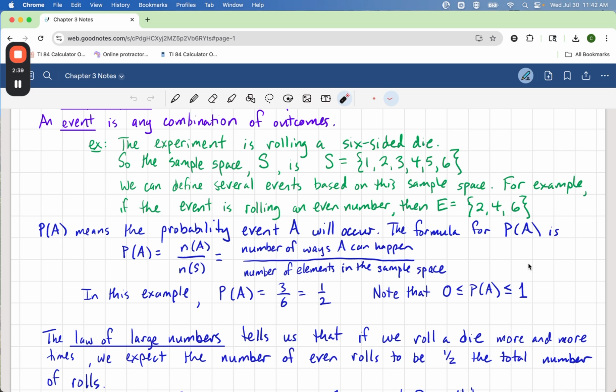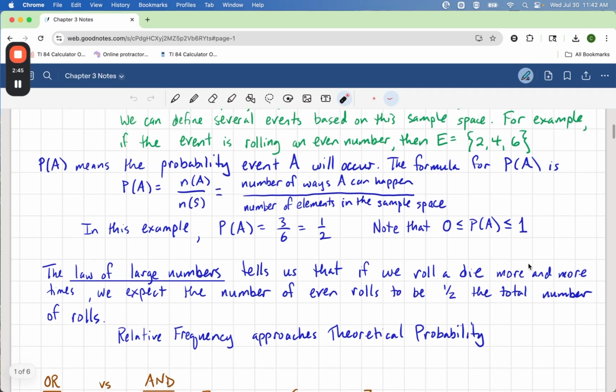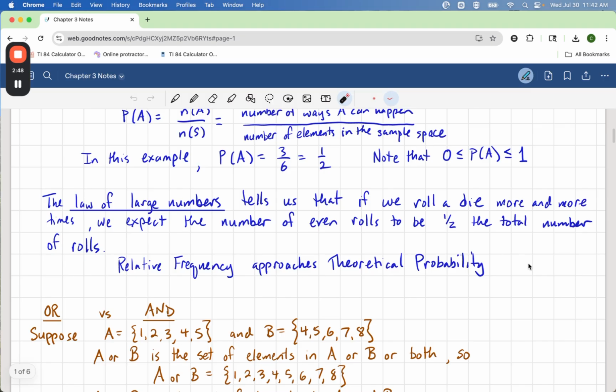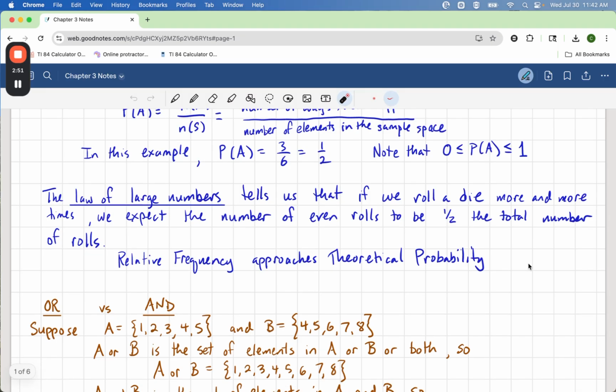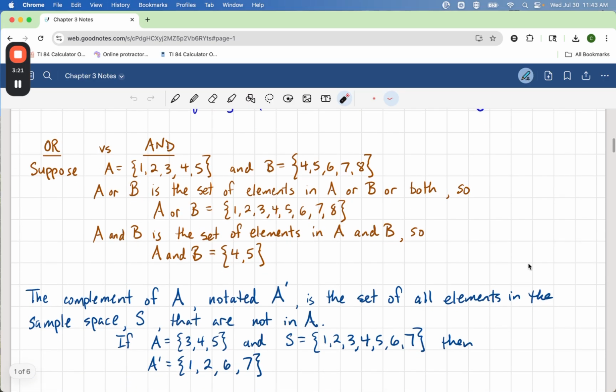The law of large numbers tells us that if we roll a die more and more times, we expect the number of even rolls to be half the total number of rolls. So a relative frequency, like if I rolled a six-sided die, say 20 times, there's a really good chance I'm not going to get exactly 10 even numbers. I'd get a different relative frequency than the theoretical probability of 1/2. But the more times you roll the die, the closer and closer that relative frequency is going to get to the theoretical probability.